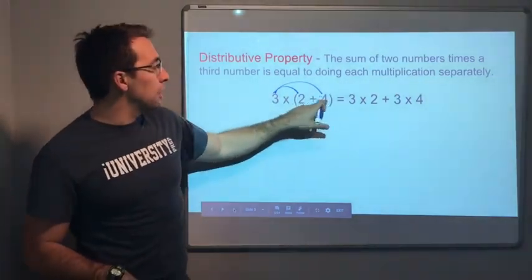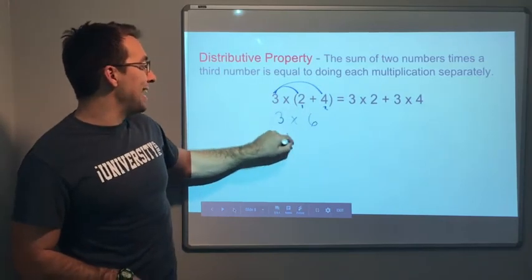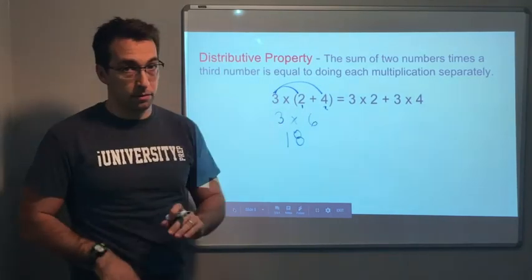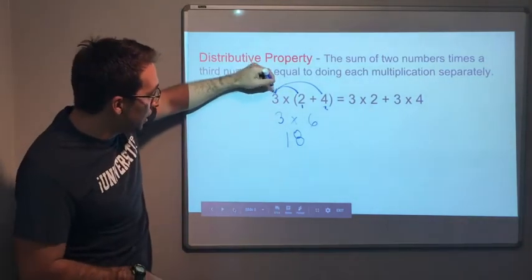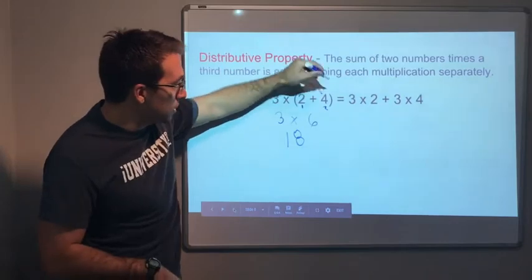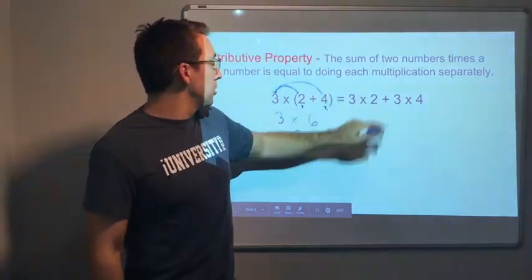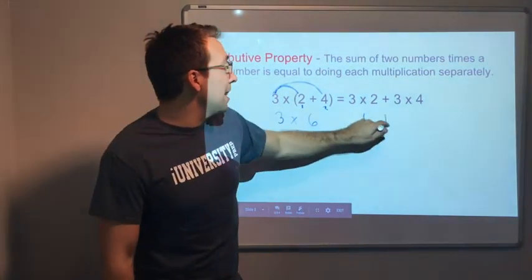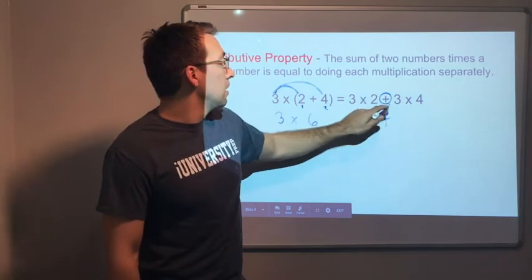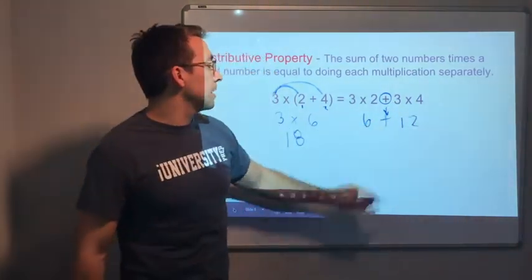So 2 plus 4 is 6. Well, 6 times 3 is 18, okay? Great, no problem there. We distribute the 3 to the 2, and we distribute it to the 4. It's the exact same. Watch this. 3 times 2 is 6, right? Plus 3 times 4 is 12. What's 12 plus 6? 18.